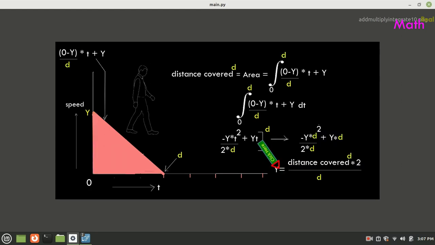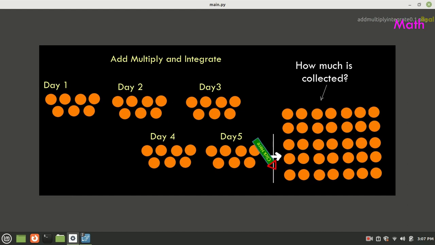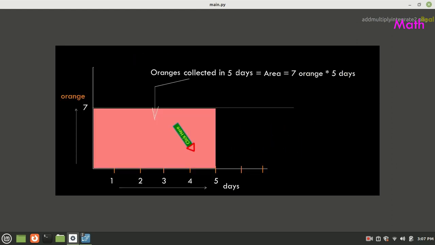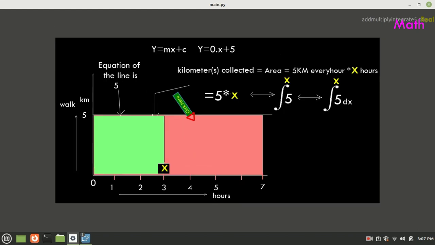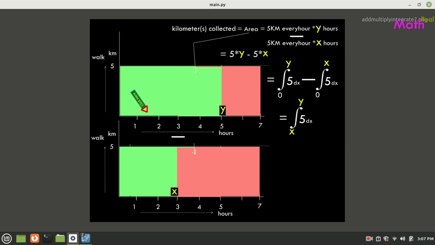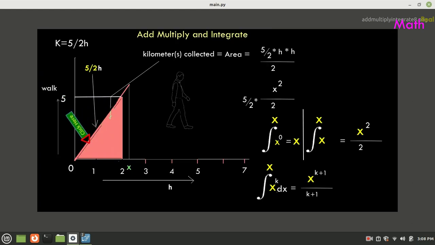Okay, so we discussed addition, simple addition. Simple addition can be made simpler if it is in bulk, then we can use multiplication. The same multiplication can be used in calculating the area of a rectangle. If the collection of items is not the same every hour, like he is not walking 5 kilometers every hour, he is increasing his speed, at that time we again calculate the area. So integration is nothing but calculation of area.